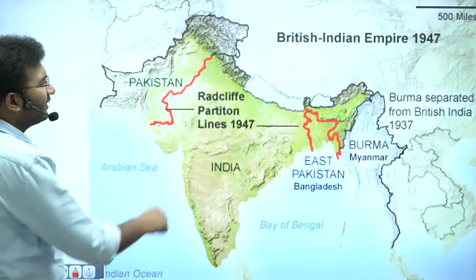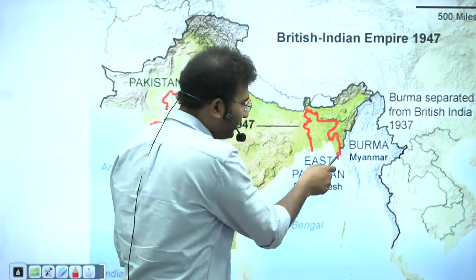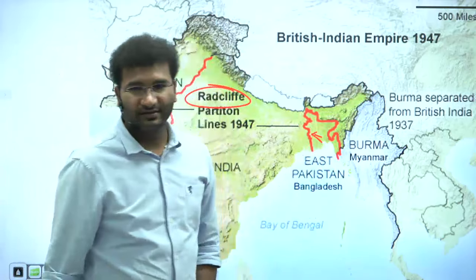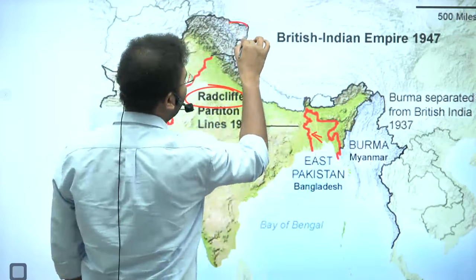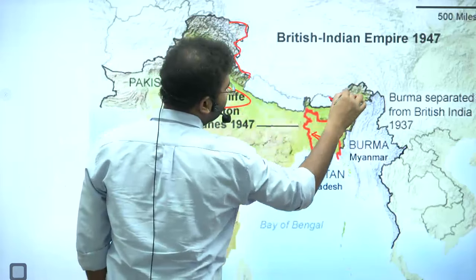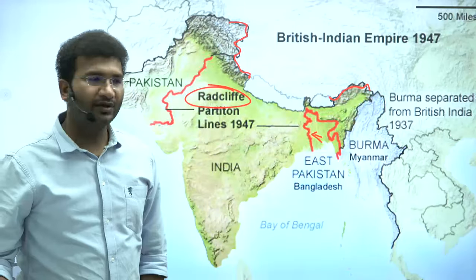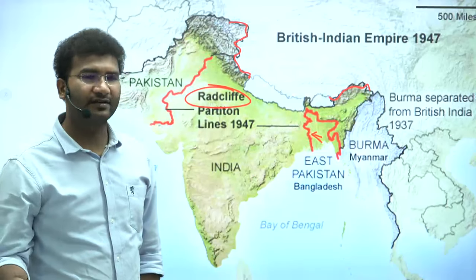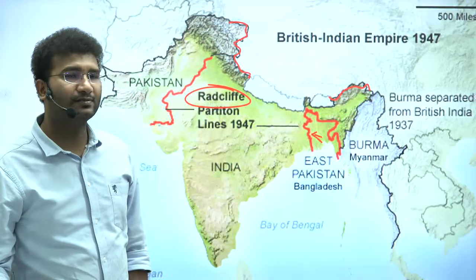The boundary between India and Pakistan, it is Radcliffe. And the boundary between India and Bangladesh, it is also Radcliffe. And the boundary between India and China, what is it? The boundary line that is drawn between India and China, what is it? McMahon line. Very good. It is McMahon line.